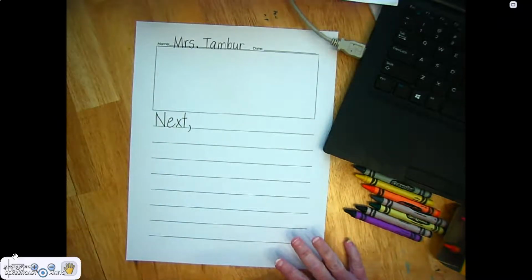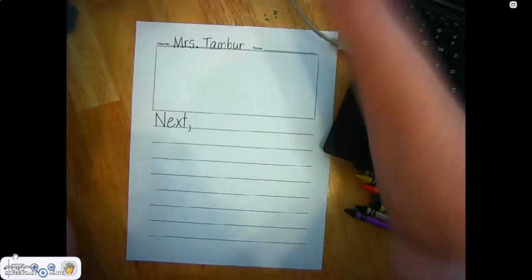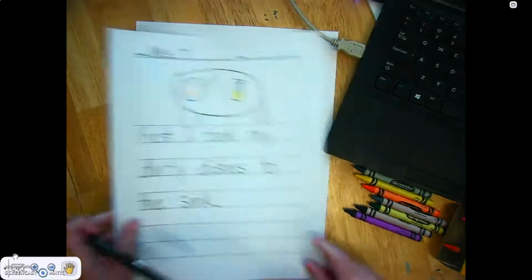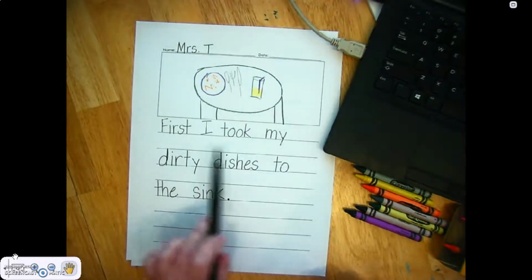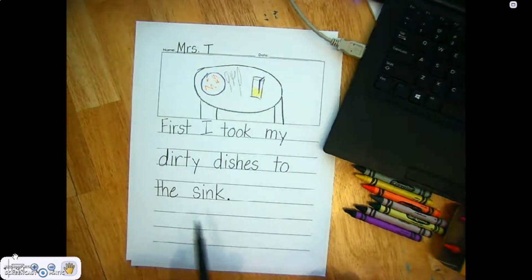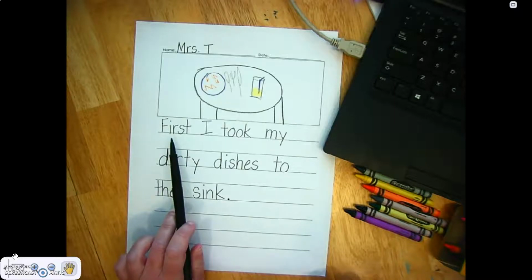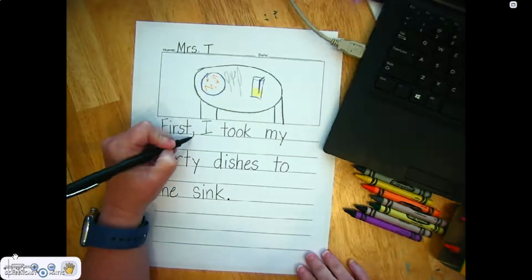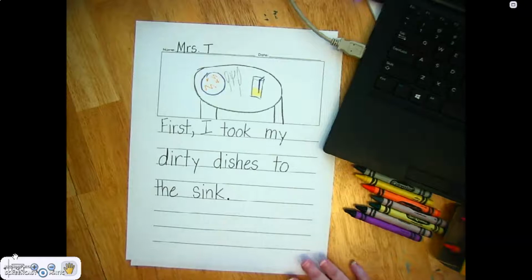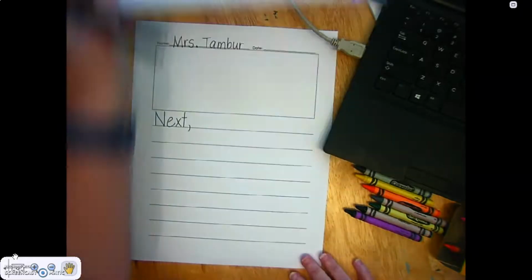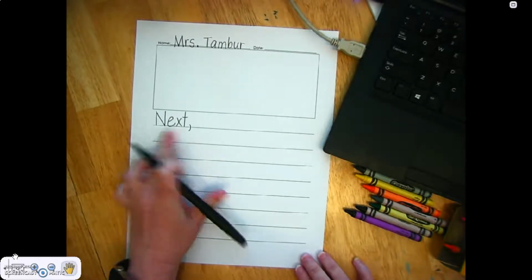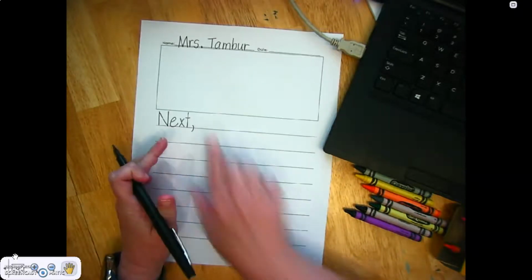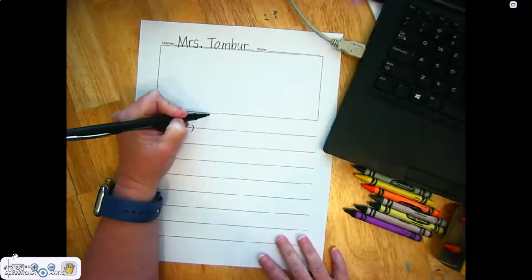So I could say, like yesterday's, let me get my yesterday's paper. Yesterday said, first I took my dirty dishes to the sink. So instead I could say first, comma, I took. So it makes me pause just a little bit. First, I took my dirty dishes to the sink. Not a big difference, but we use that sometimes. So next, comma, finger space, I.